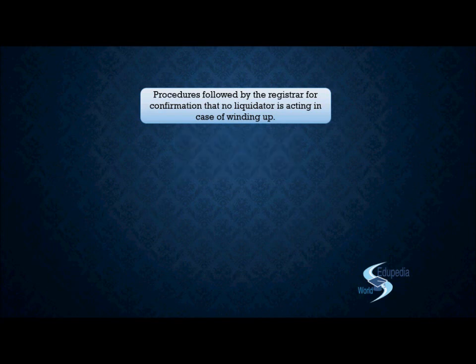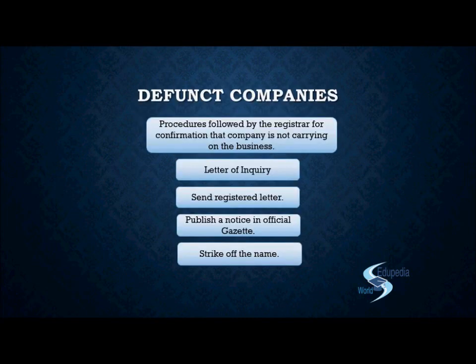Right? The only reason why I showed those tabs to you is that you get a link that okay, in the previous situation, this was the procedure the liquidator followed. Right? If you go back to the previous situation, the letter of inquiry, registered letter, publish a notice in official gazette and strike off the name. This was the procedure we followed. Remember, this is not the same procedure we will follow in case of winding up. Right? And I'll give you the rationale behind why not.